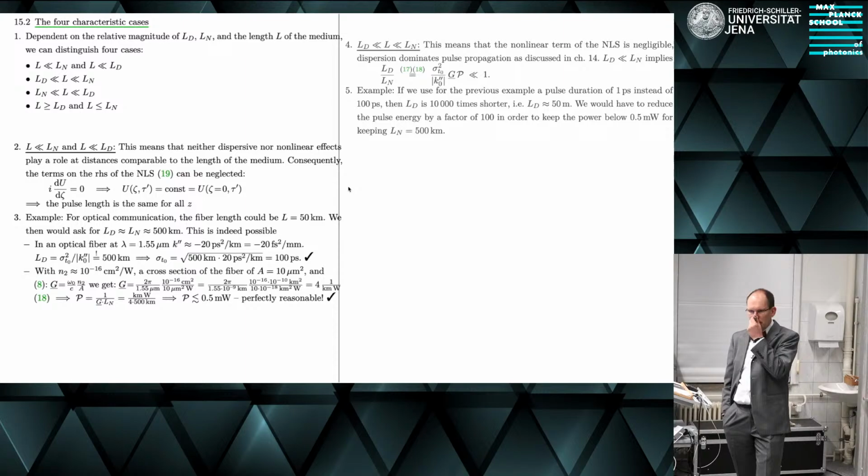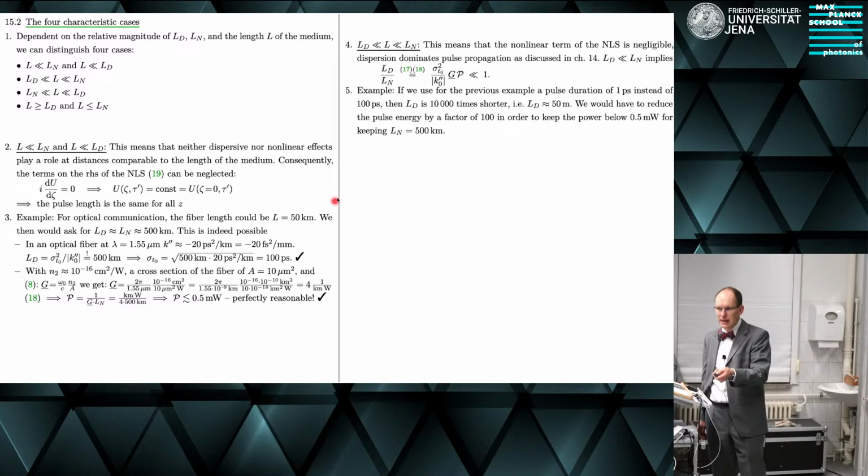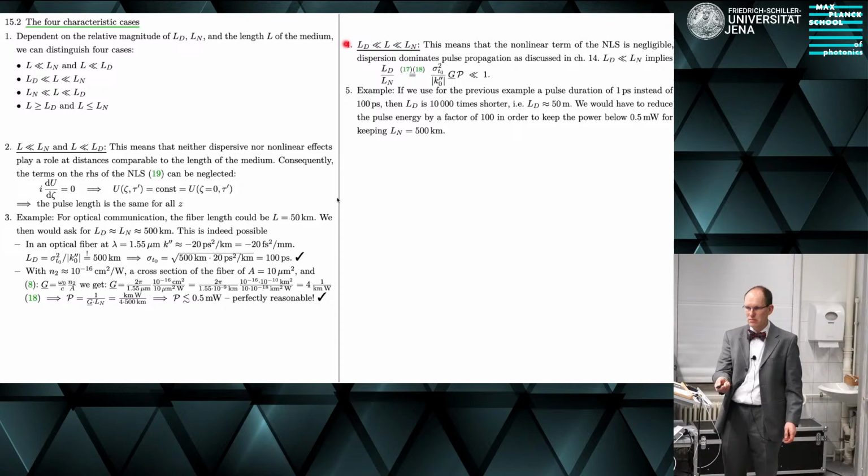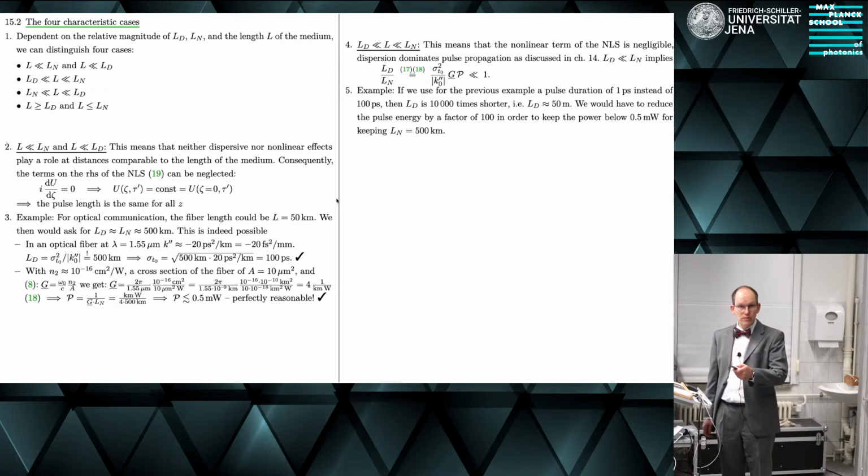Okay, the next case would be that the length of the medium, the length of the fiber, is large as compared to the dispersion length, then of course dispersion plays a role, but still nonlinear effects don't play a role. So what we would get for our Schrödinger equation would be that we neglect the last part and we're pretty much left with what we had in chapter 14.